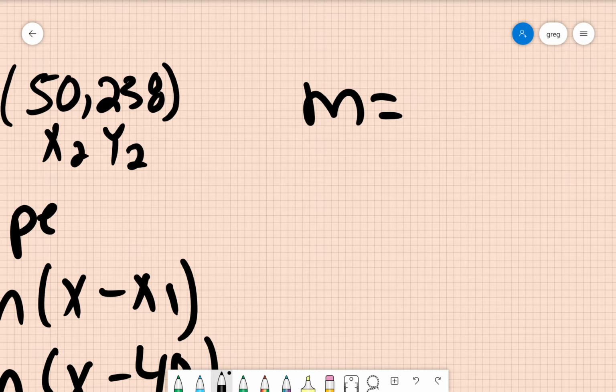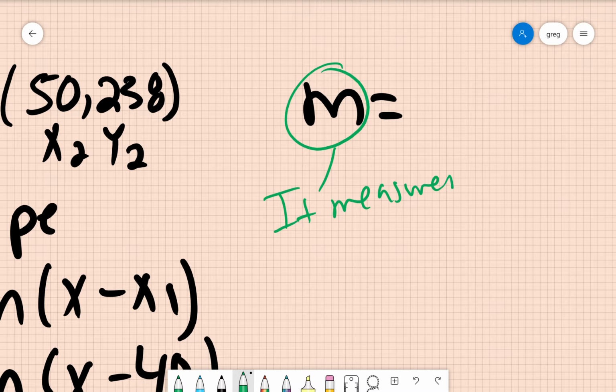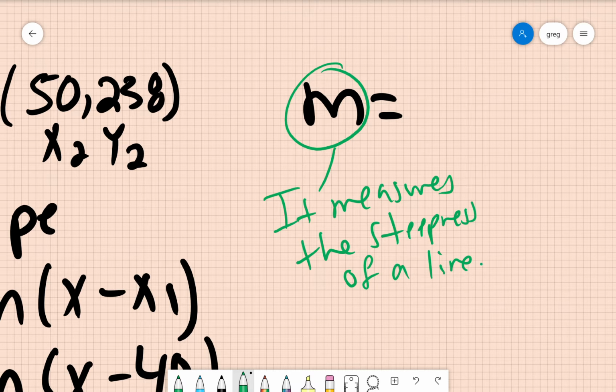What is the small little formula that you use to find slope, to give you a value of the steepness of the line? So slope measures what it measures. So slope measures the steepness of a line. So write this down. That's what slope is. It measures the steepness of a line. So that value is telling you how steep your line is.